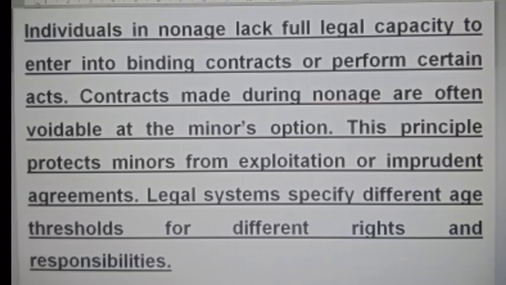Contracts made during nonage are often voidable at the minor's option. This principle protects minors from exploitation or imprudent agreements. Legal systems specify different age thresholds for different rights and responsibilities.